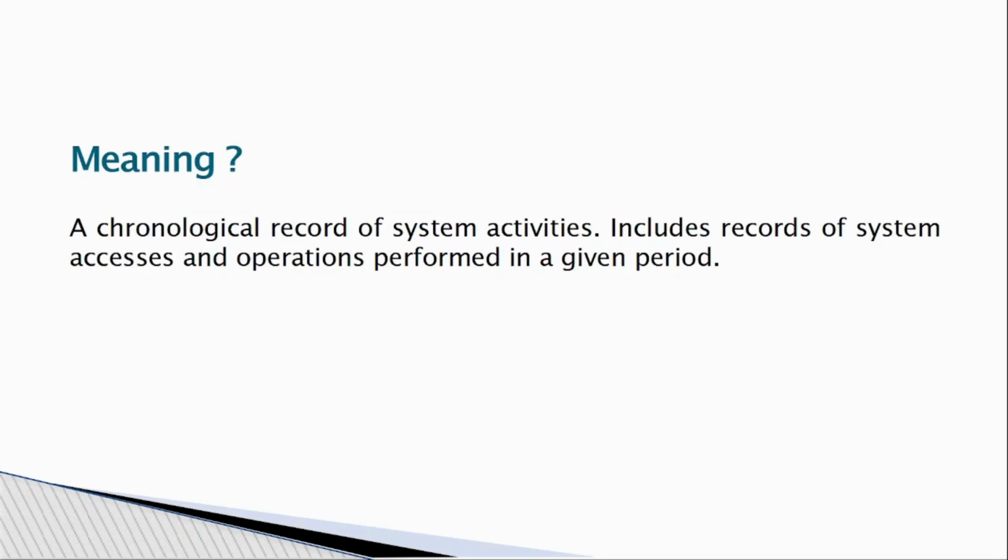So what is the meaning of audit log? A chronological record of system activities, including records of the system access and operations performed in a given period. One user, so system access and whatever transactions he performs in a particular period. It may be 1 day, 2 days, 3 days, or within 1 hour. So this is called audit log.